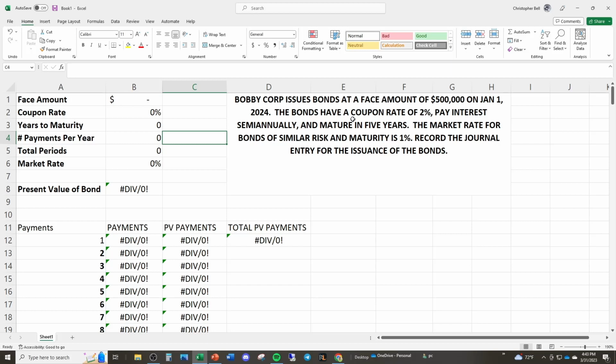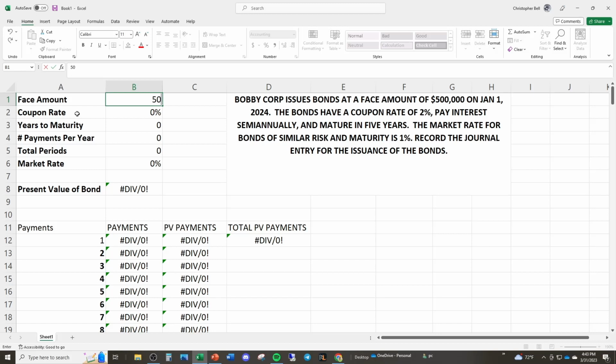What are the cash flows? Every 6 months, there's an interest payment. And then at the end of 5 years, Bobby Corp is going to pay you back $500,000. So those are the different cash flows. We have to find the present value, what those payments are worth to us today. So I made this nifty calculator, right? And we can use the present value formula, which I'll show you in a second, to calculate this.